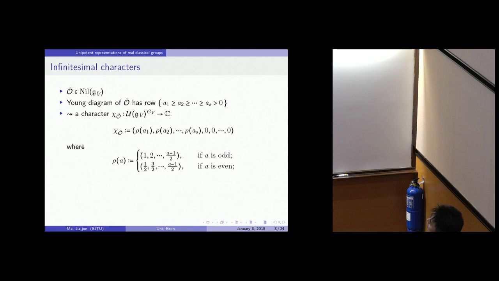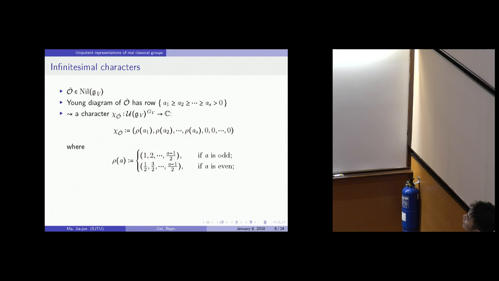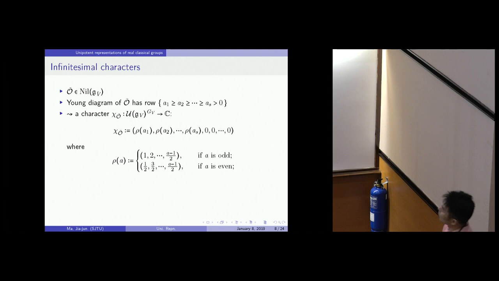In this way: if a is odd, we take (1 - a)/2 up to (a - 1)/2, so all entries here are integers, and if a is even, then everything in the tuple will be half-integer. And for each a_i, you put the row a_i inside here. Anyway, you get a bunch of numbers, and probably you will not get a long enough set of numbers to name an infinitesimal character of the universal enveloping algebra. Then you just put some zeros inside. Anyway, this is the construction of an infinitesimal character from the unipotent orbit in the dual algebra.